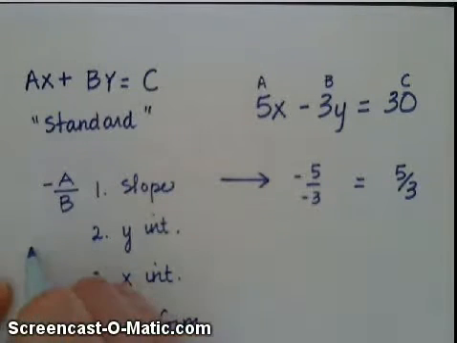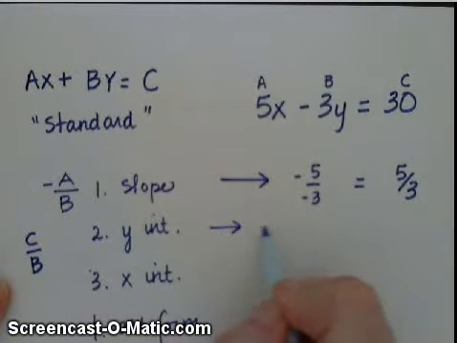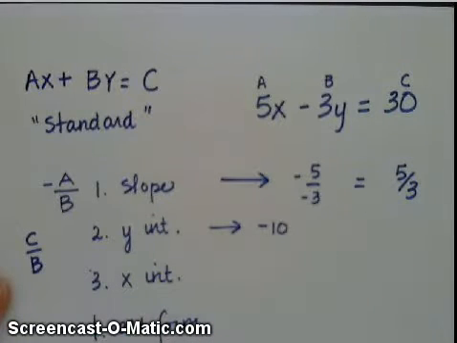The y-intercept is defined as c over b. That would be this c over this b. The y-intercept here should be negative 10. 30 over negative 3. The x-intercept is defined as c over a. 30 over 5. The x-intercept should be 6.